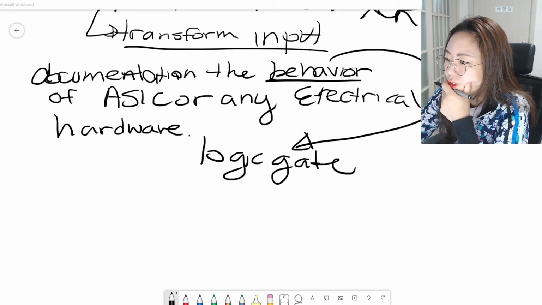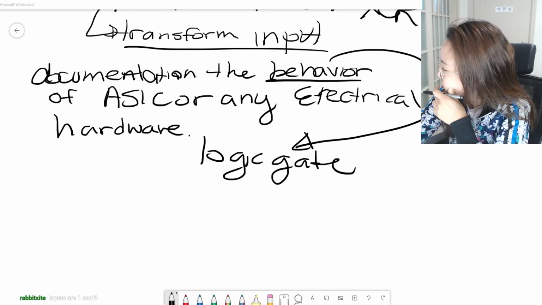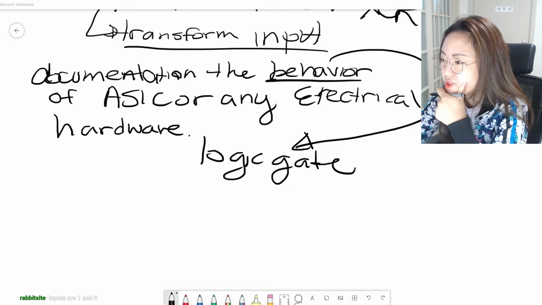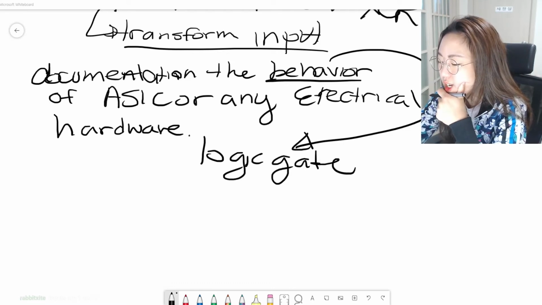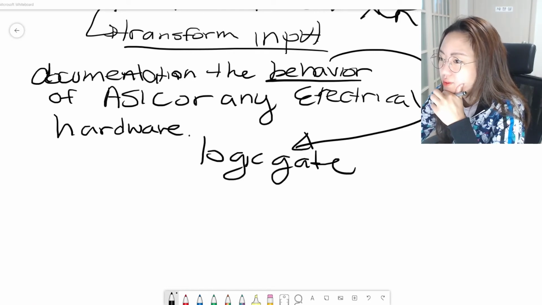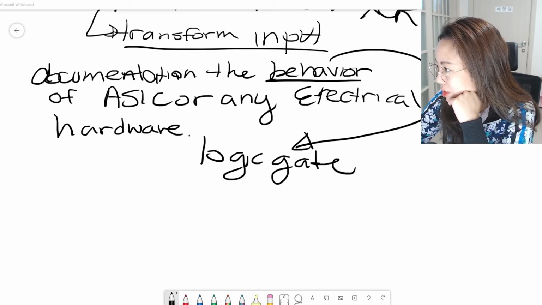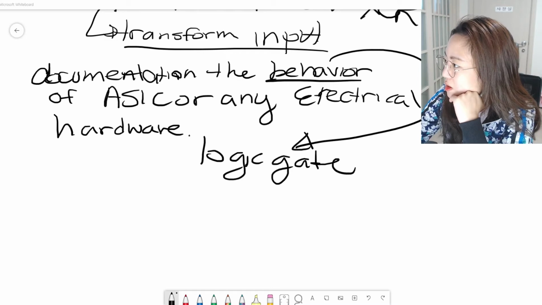So let's talk about design. So they have design in Wikipedia. VHDL is generally used to write text models that describe a logic circuit. Such a model is processed by a synthesis program, only if it is part of the logic design.